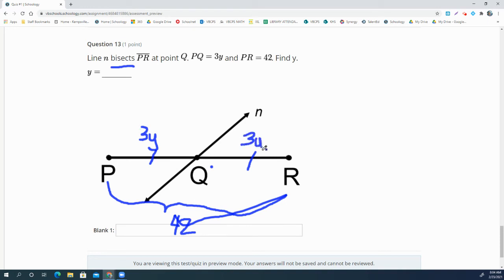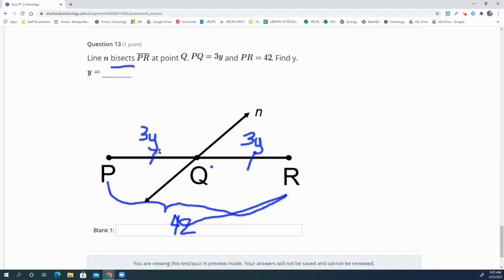QR is also 3Y. Take a second and think about that, right? That's what we need to get from that word bisect. That word bisect means cut in half. N is the knife that has sliced the log PR in half, right? I've taken my table saw and just gone shoop and cut PR in half.